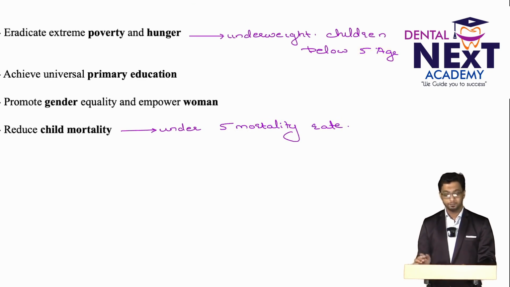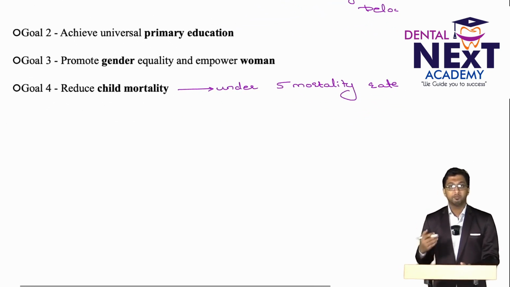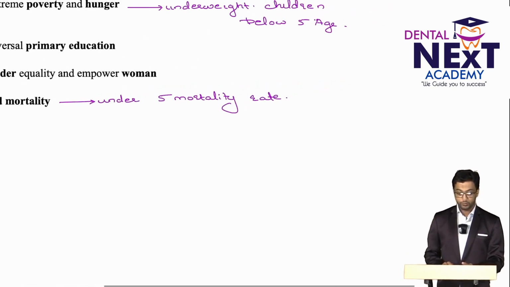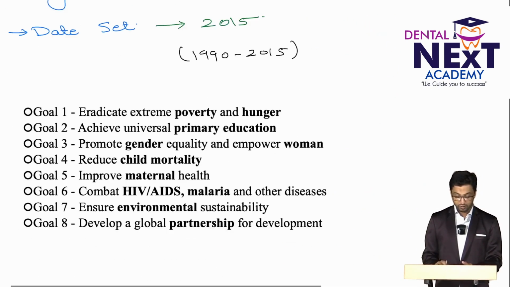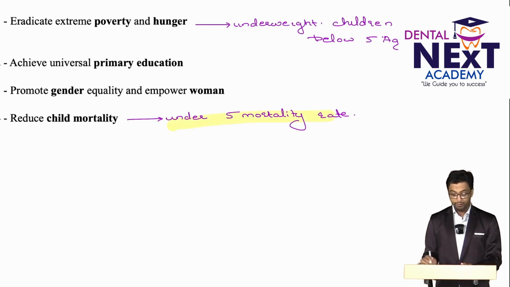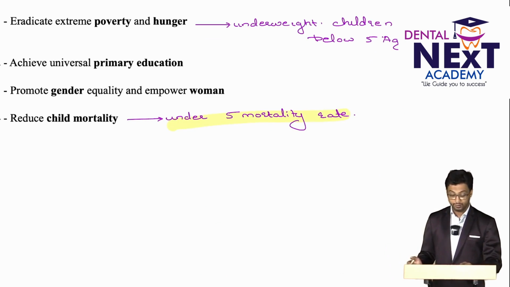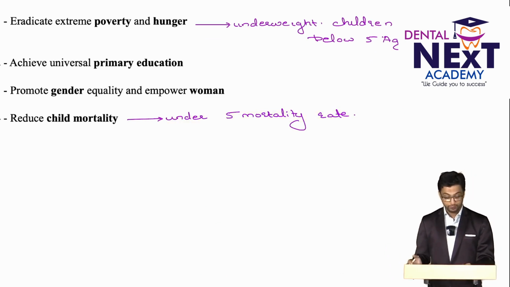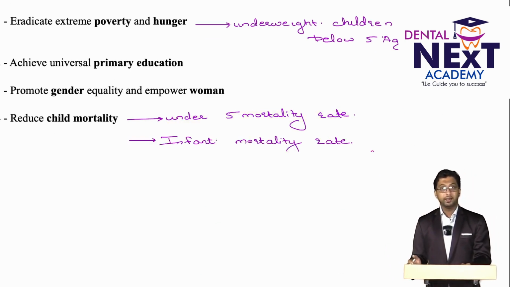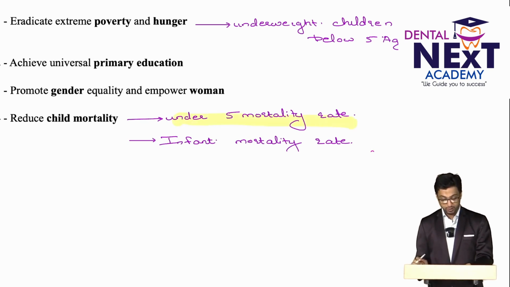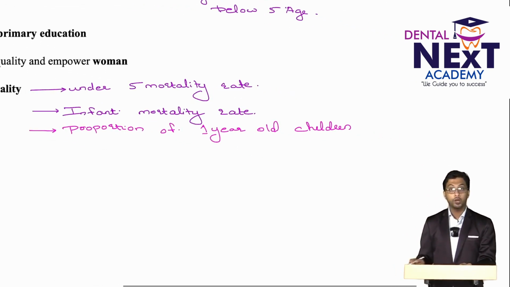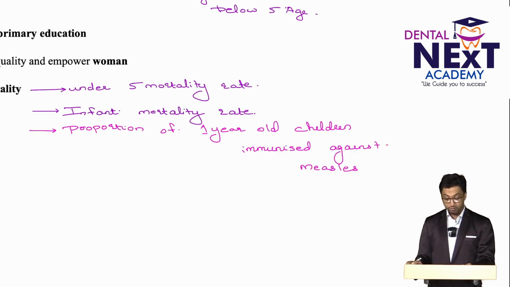They can ask you about the Millennium Development Goal, which of the following is true. They will not ask you any of these points. They will come directly to the under 5 mortality rate. So under 5 mortality rate is also considered. Then the infant mortality rate, but under 5 was given primary importance. Then the proportion of 1-year-old children who have been immunized against measles. The disease is important here. So 3 things here: under 5, infant, and immunization against measles.